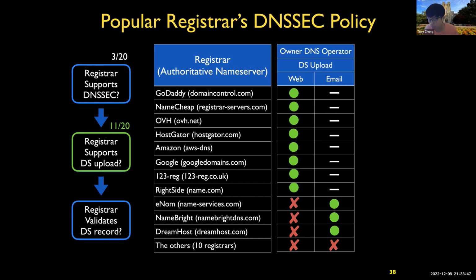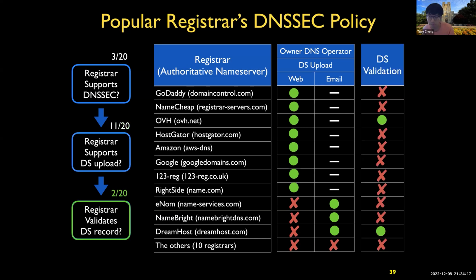But one hypothesis would be they might not understand how DNSSEC works, right? But when we look at the owner DNS operator case, they seem to be really willing to support DNSSEC, because 11 out of 20 are willing to accept the DS record from our users and pass it to the registry, which means they know how DNSSEC works, right? Then why is this kind of discrepancy coming from, right? We're gonna take a look at it later, okay?